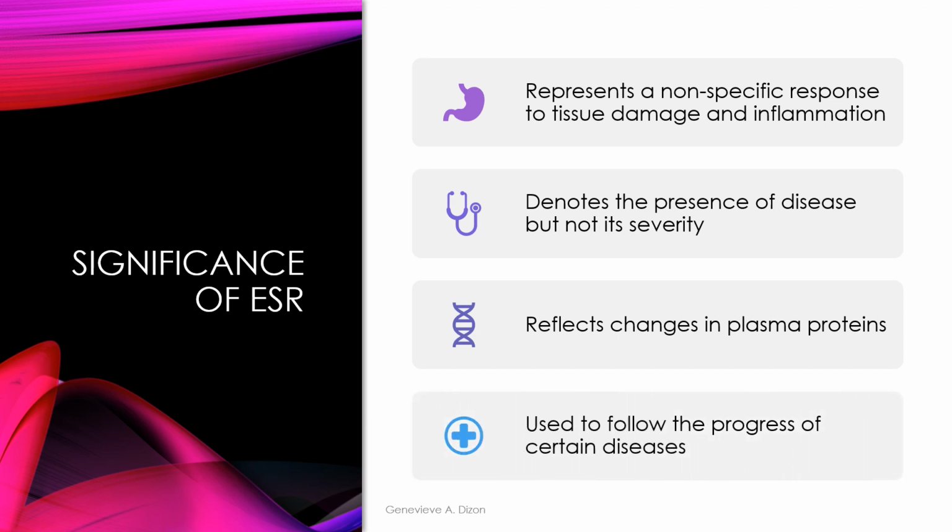And fourth, it is used to follow the progression of certain diseases. Since these diseases can affect the plasma proteins, this can be used to see the progression or to monitor the progression of diseases like tuberculosis and rheumatoid arthritis.